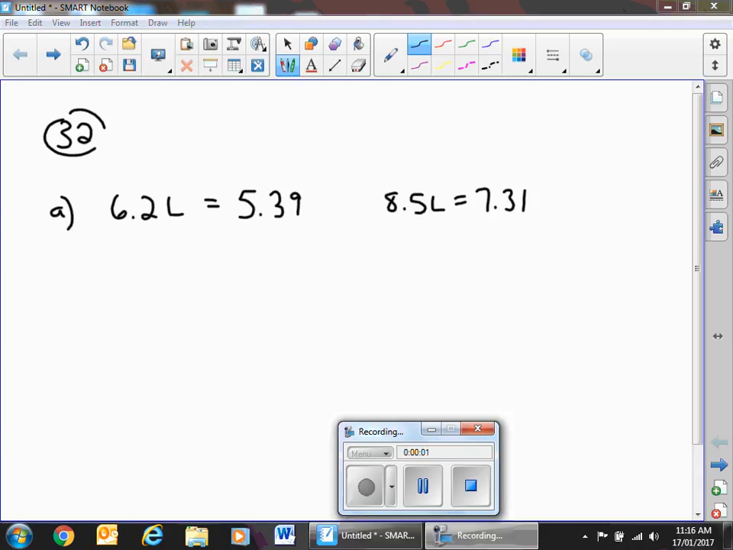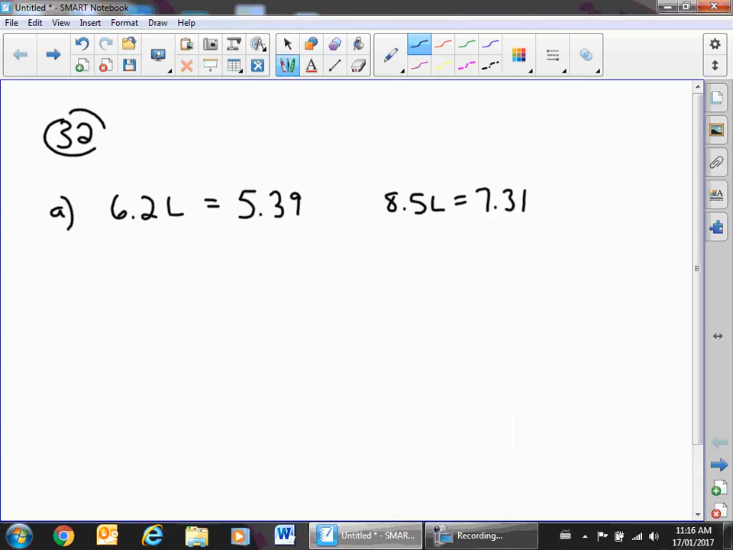So another series of questions here on unit price. Basically, they're asking you a fuel price: 6.2 liters equals $5.39 to buy 6.2 liters, or on the other side, 8.5 liters of fuel equals $7.31. They want to know which one is the better deal. So we're going to need to find out the price per liter.